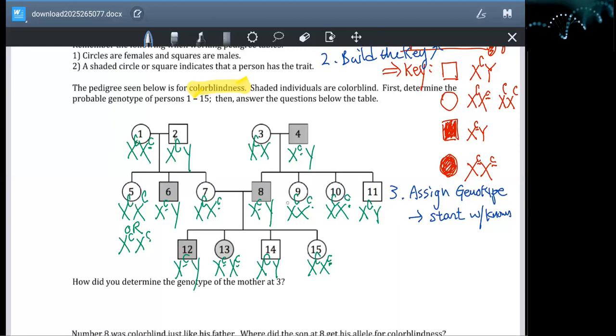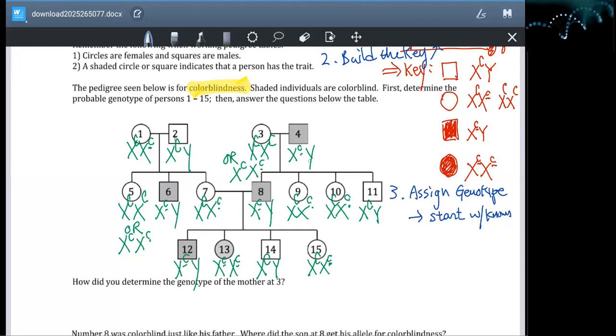Final person that we haven't figured out is number 3. What do you think? Can she be big C, little c? Well, let's look at this. She doesn't have any daughter that is homozygous. So we really don't know. So she again can be big C, or big C, little c. Because, look here. Oh no, she has a son that is affected. So can she be big C? Let's think through this.